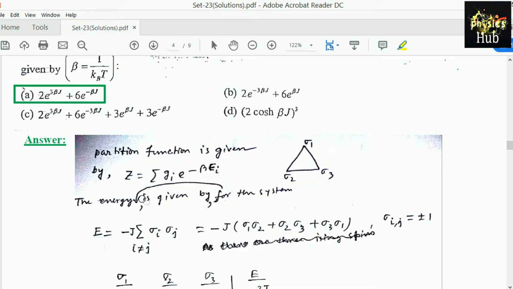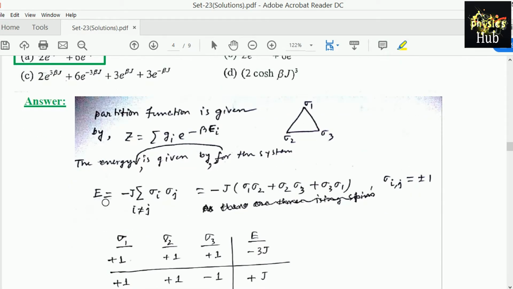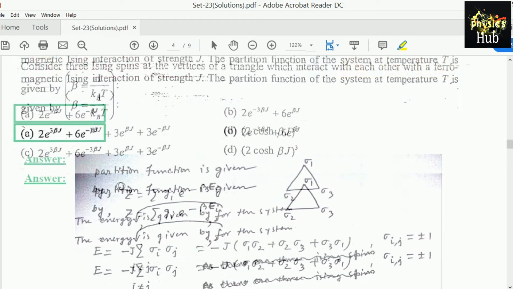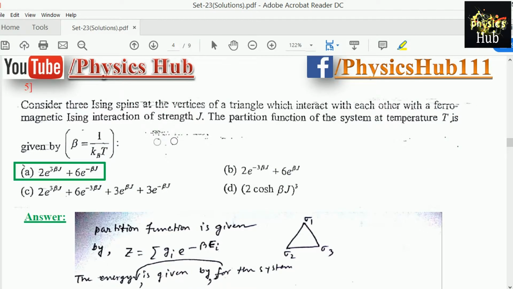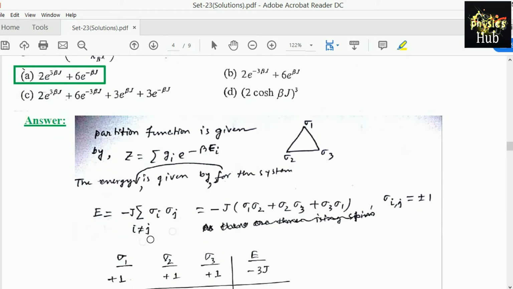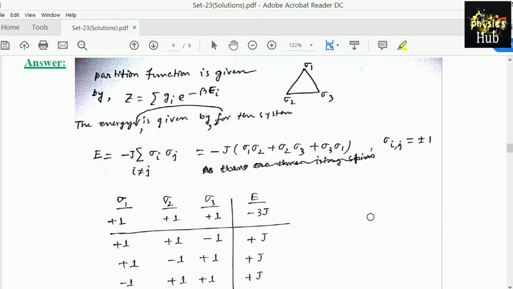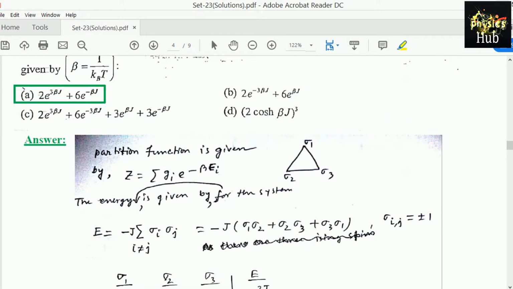The partition function is given by Z equals sum over g_i e to the power minus beta E_i. The energy for the system is given by E equals minus J sum over i not equal to j of sigma_i sigma_j, because we have to consider the interaction with each other. So this is the form of the energy. If you expand this, you get minus J into (sigma 1 sigma 2 plus sigma 2 sigma 3 plus sigma 3 sigma 1).